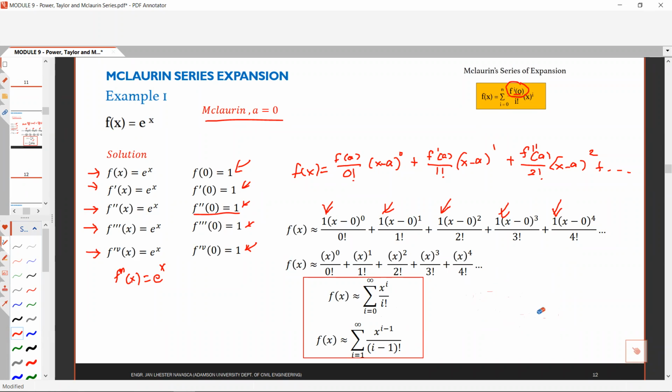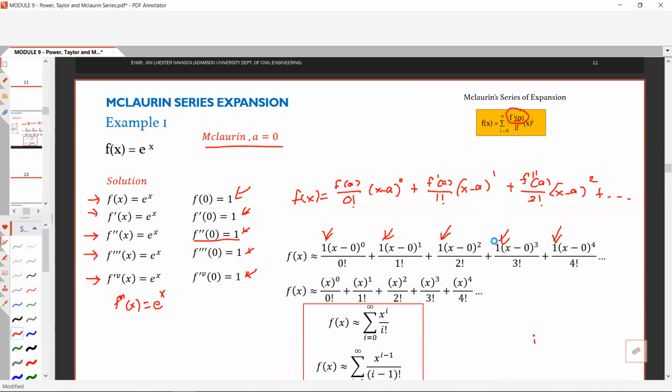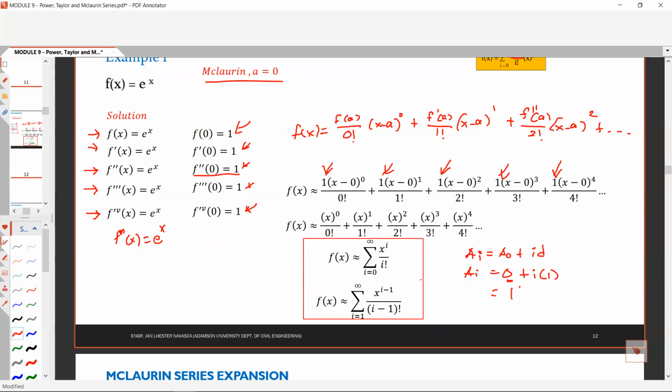Kung nalilito ka, bakit I minus 1 factorial to? So for starting, sorry, bakit ko binura yun? Okay. So if we start from I is equals to 1, okay, so simply ganito yan, di ba? A sub I is equals to A sub 1 plus I minus 1 times the common difference. Okay, the same. A sub I is equals to, what is the first term? That is 0. I minus 1. What is the common difference? That is 1. Okay, so therefore, that is I minus 1.